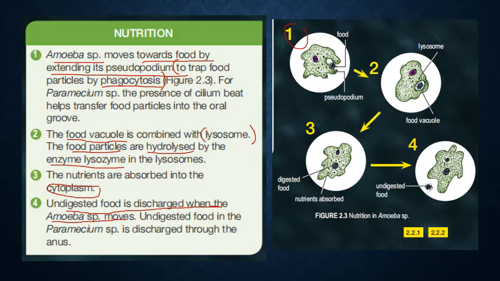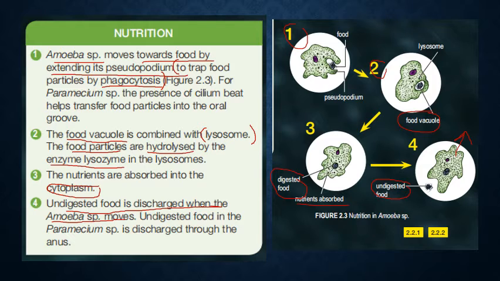For example, number one, engulf, phagocytosis. Number two, formation of food vacuole. Number three, fusion of food vacuole with lysozyme to digest the food particle, and the nutrient is absorbed. Number four, undigested food is left behind as the amoeba moves forward.